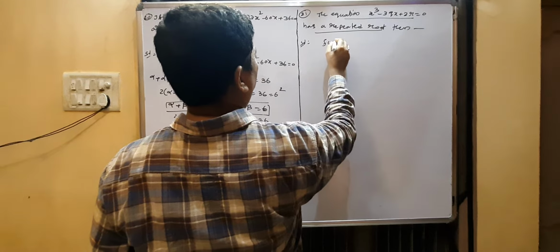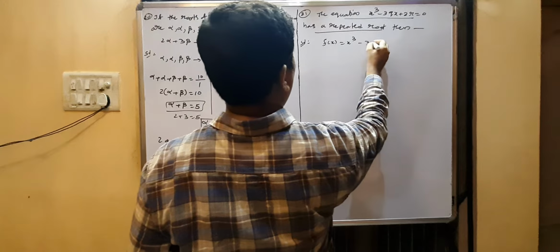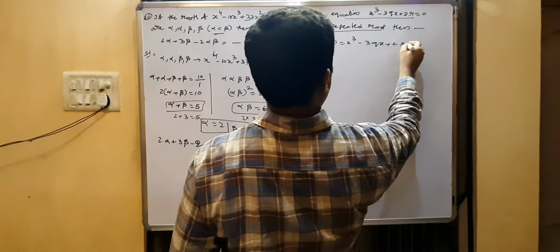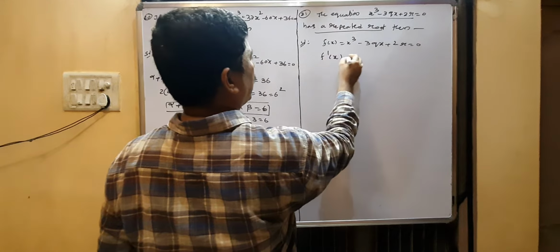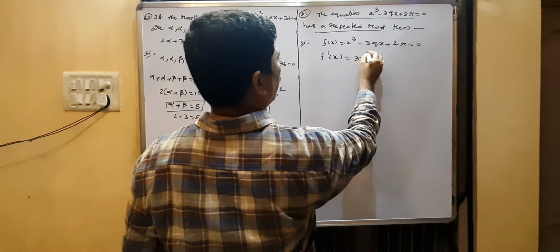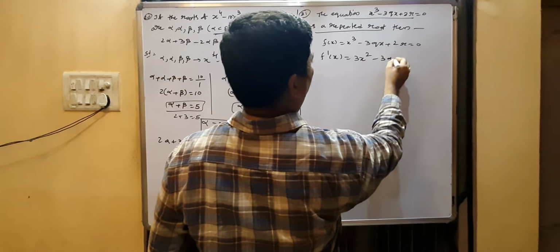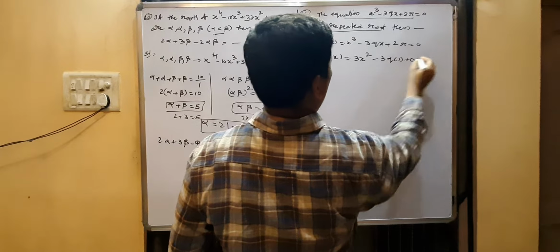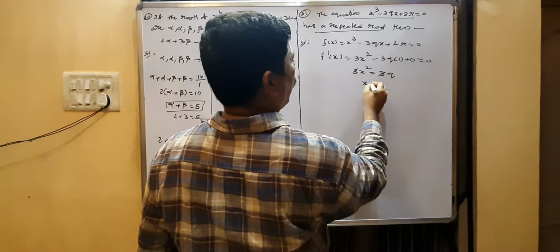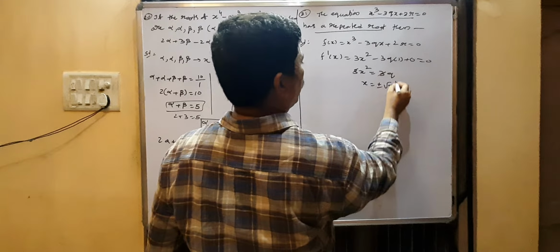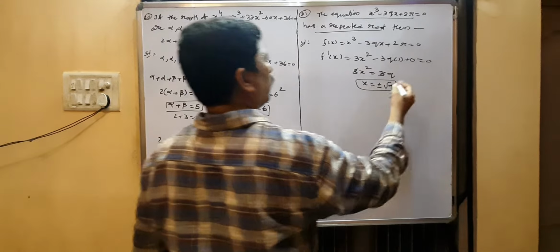Take the given equation f of x as x cube minus 3qx plus 2r equal to 0. We have to find f dash x. The derivative of x cube is 3x square, minus 3q into 1, plus 0, equal to 0. That means 3x square equals 3q, so x equals plus or minus root q. This is the root of equation 1.